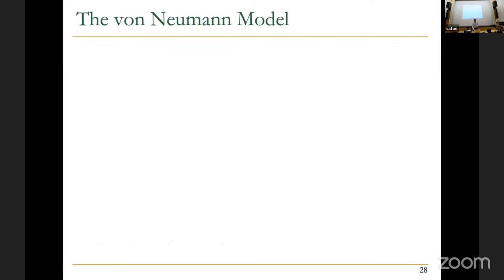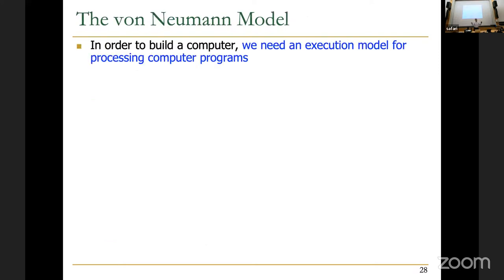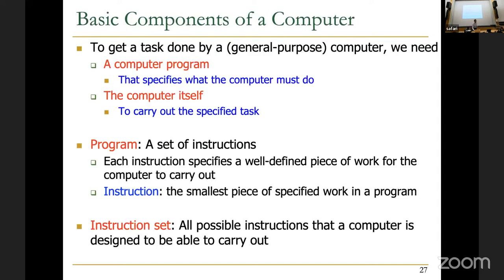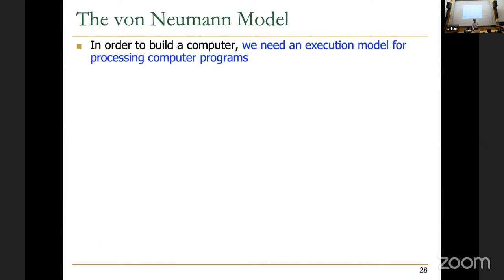Okay. So what is the von Neumann model? So these are some basics. So far, what we've covered in this slide doesn't say anything about how to execute these instructions, what the programmer should expect. You need a model of processing these instructions, or processing computer programs, in order to build a computer. At least one execution model. Of course, a computer may support multiple execution models, as we will see later on.